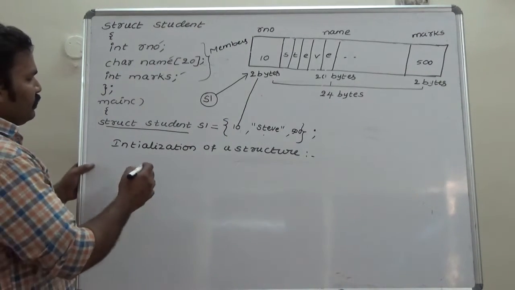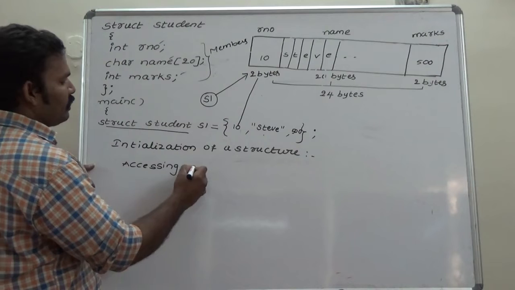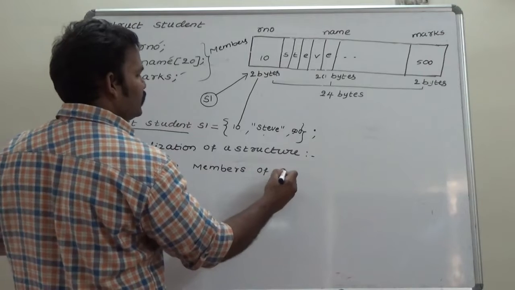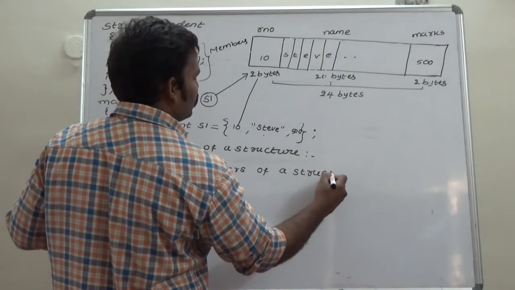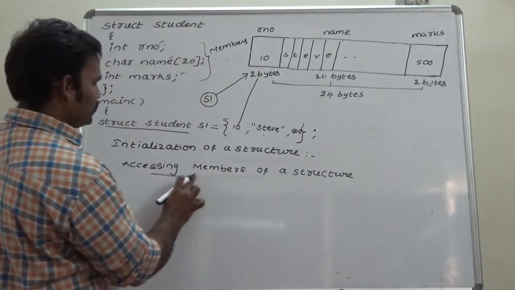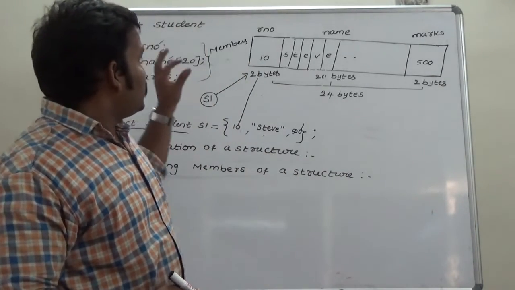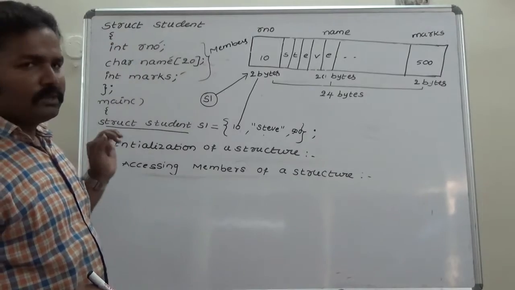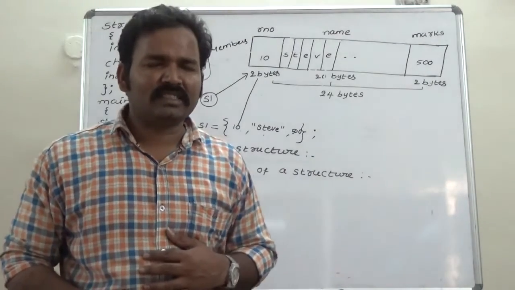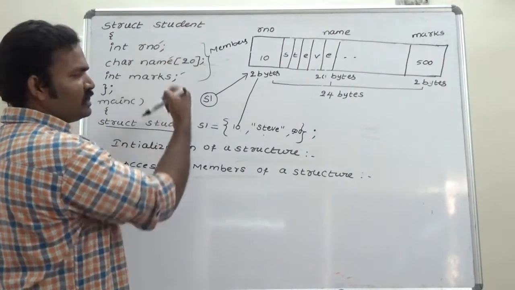Next, accessing members of a structure. Here the structure members are roll number, name, marks. So how can we access structure members?